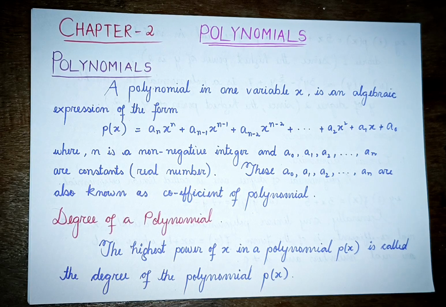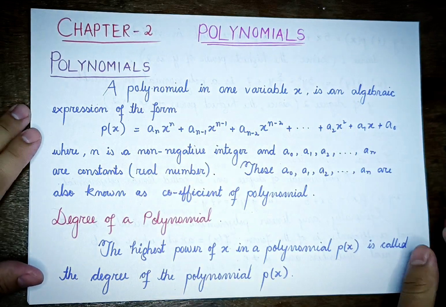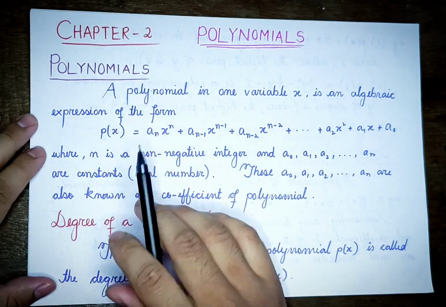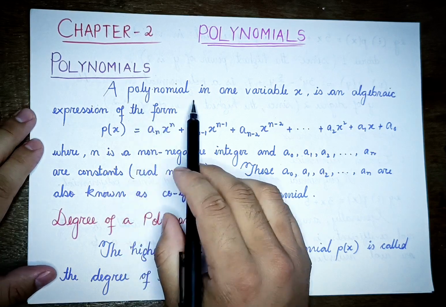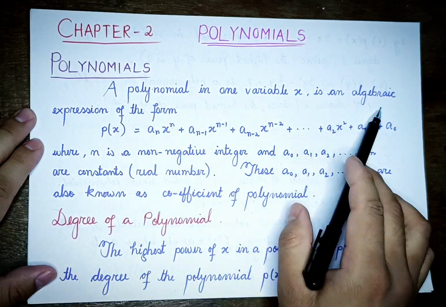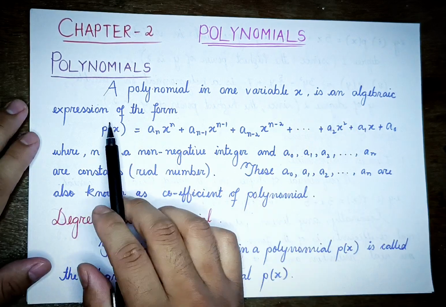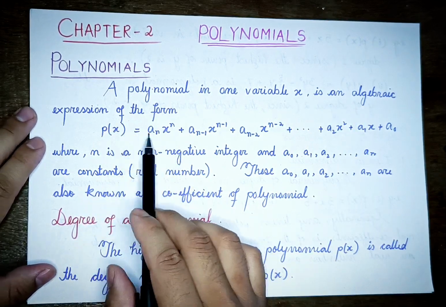Today we are going to do a new chapter, that is chapter number 2, the polynomials. Okay, let's start it. So first is, what is polynomial? A polynomial in one variable x is an algebraic expression of the form. Polynomials are the algebraic expressions that is in the form just like this.